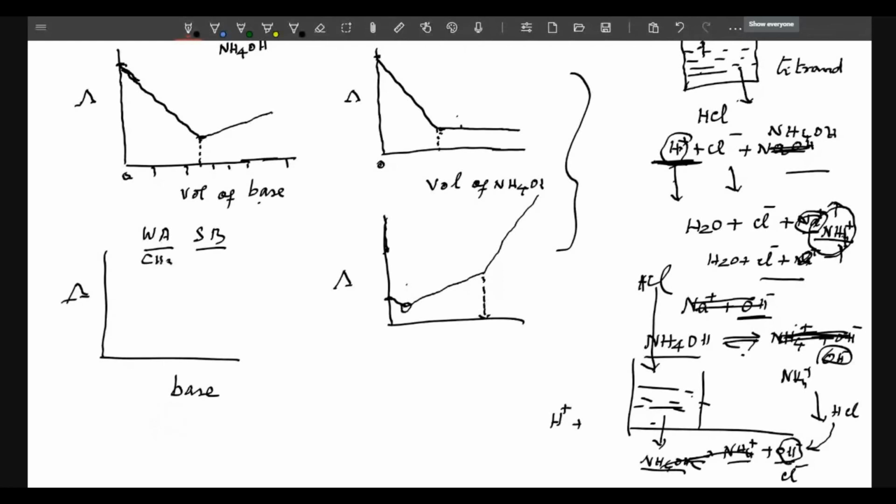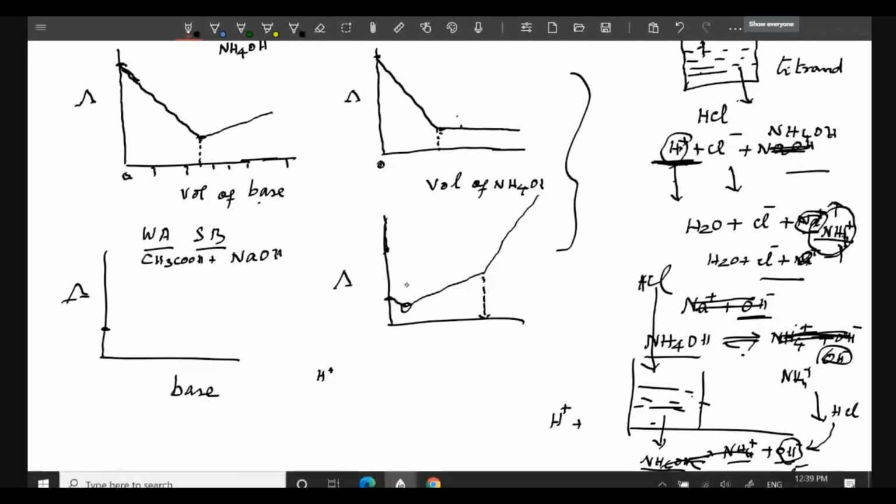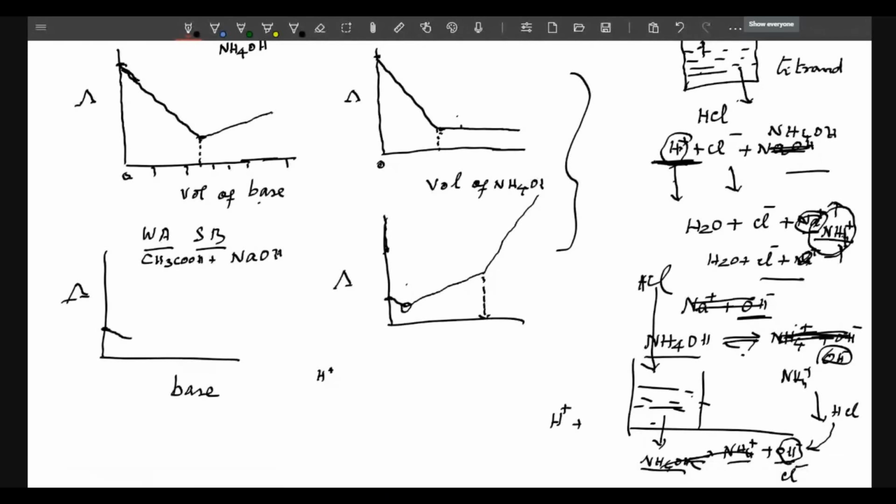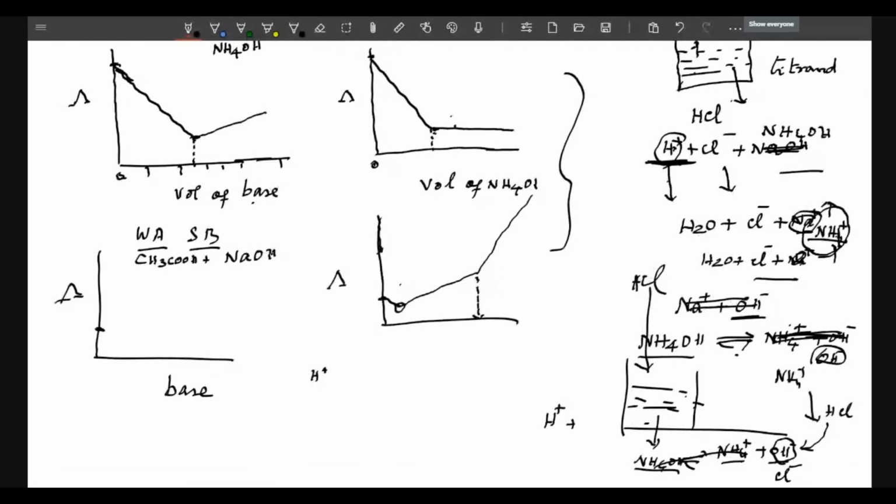Example is acetic acid versus sodium hydroxide. The acetic acid is also a weak electrolyte. Therefore, the H plus ion concentration initially present is low, therefore low conductivity, and initially a decrease in the conductivity, then an increase. After the equivalence point, on addition of the sodium hydroxide, there is a higher conductivity. This and this would be more or less the same.